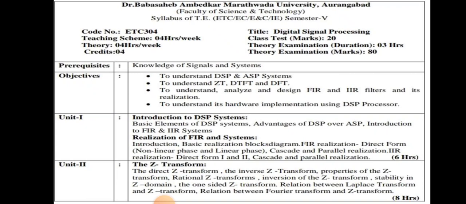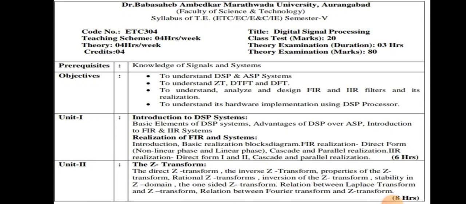Okay, now we will move towards the first unit of the DSP. So first unit is about introduction of digital signal processing. In this chapter we will see what are the basic elements of DSP system. Then we will see what are the advantages of DSP and how the digital signal processing is good as compared to the analog signal processing. Then we will see the introduction of different types of systems like FIR and IIR.